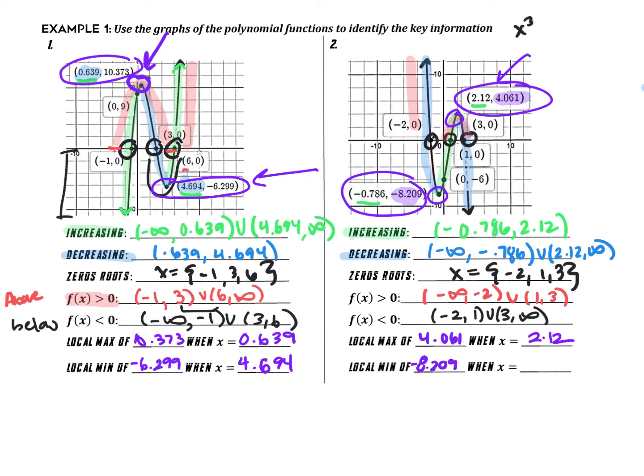When does that happen? When x is -0.786. So really this last portion here, our local extrema, or local maxes and local mins, that is the new part. So we're talking about the highest value and the lowest value in a general neighborhood. Now let's move on to something new.